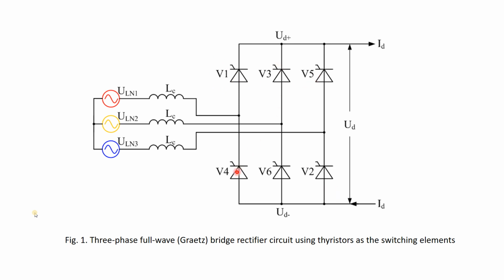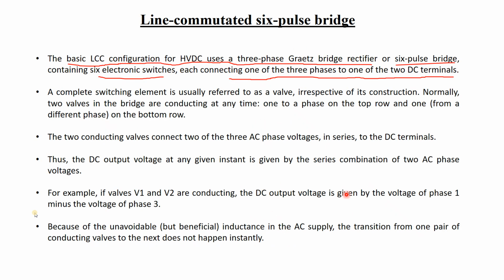So this is valve 1, valve 2, valve 3, valve 4, valve 5, valve 6. So 6 valves of thyristors are there. Each valve is connected to one phase, and the valves are also connected to the DC terminal. So they are generally kind of parallel but star connected in this fashion. A complete switching element is usually referred to as a valve.